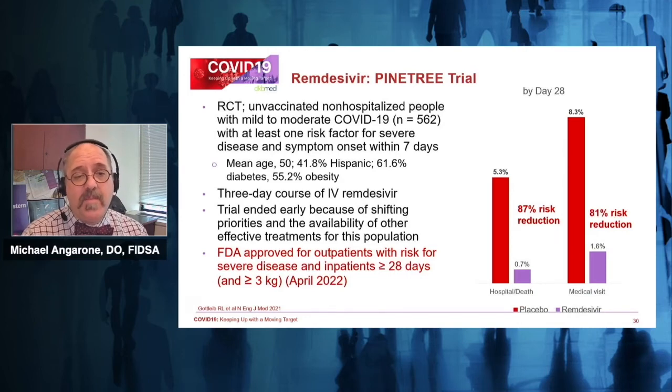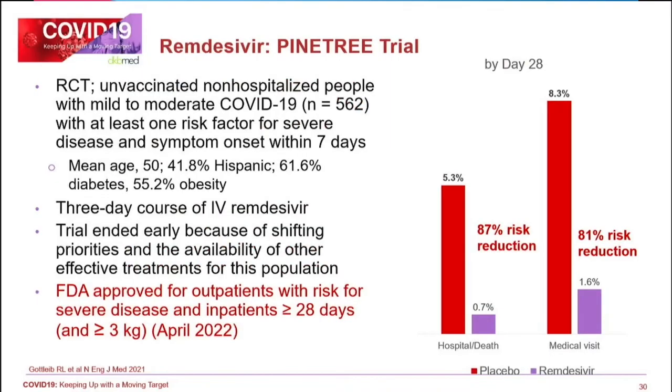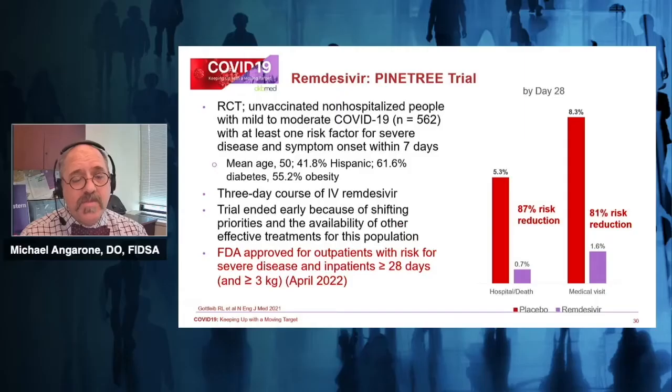This comes from the PINETREE trial. This is a randomized trial of unvaccinated, non-hospitalized individuals with mild to moderate COVID-19. So there's around 560 individuals that had at least one risk factor for severe disease and symptom onset within 7 days. The mean age of these patients was about 50, about 42% were Hispanic, about 62% had diabetes, and about 56% had obesity. This was a 3-day course of IV Remdesivir.